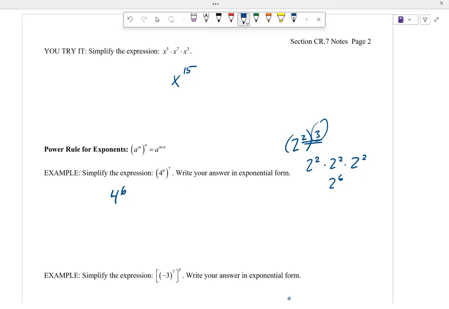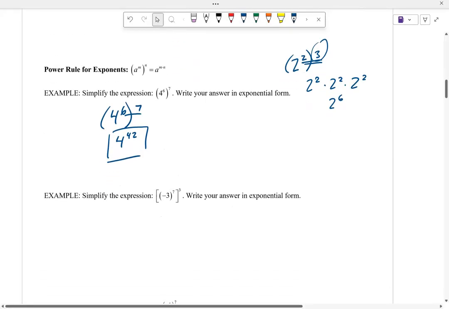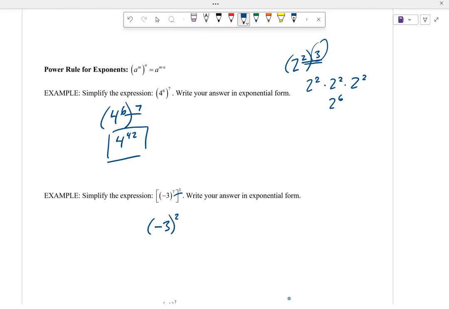So 4 to the 6th to the 7th, just go ahead and multiply that. I mean, there's 42 of those 4's in total, right? Because I have 7 sets of 4 to the 6th. That negative 3 to the 7th to the 3rd, all right, we're going to go ahead and multiply the 7 and the 3 there. Negative 3 to the 21.